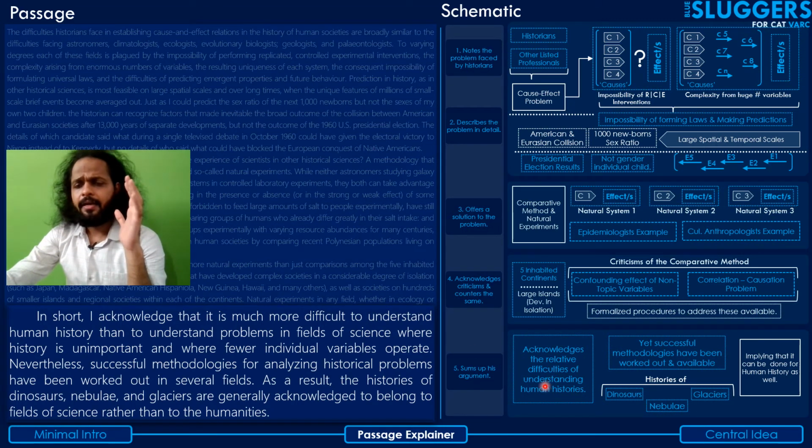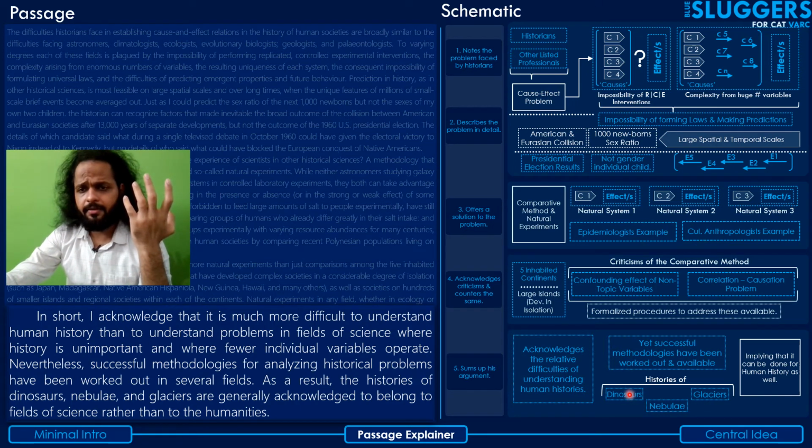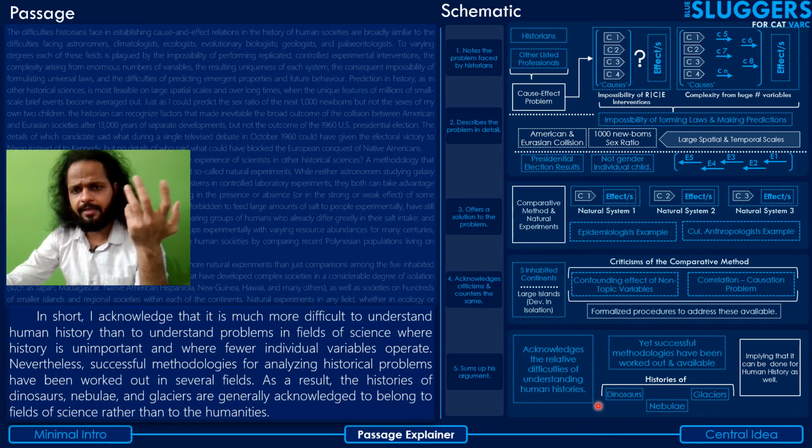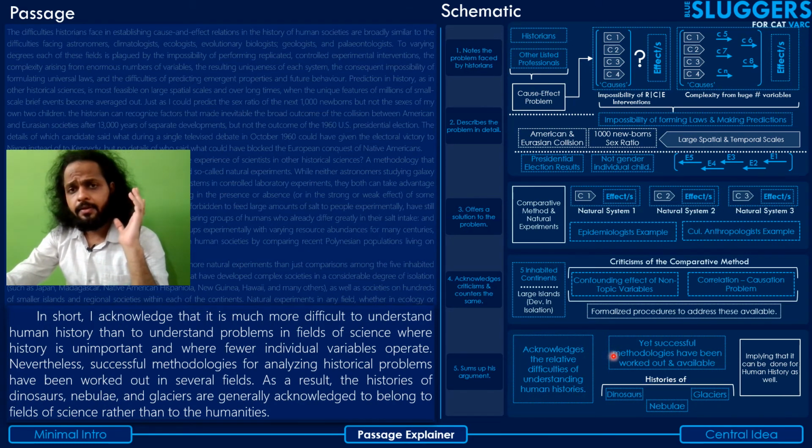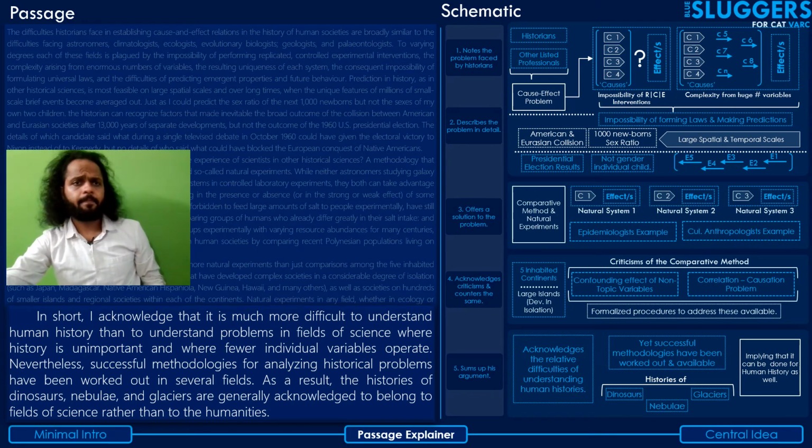Finally, in the last part he sums up his argument: studying human history might be a complex issue, but we can use the comparative method, which has been developed in many other fields of history and with good results, as exemplified in the study of the history of dinosaurs, nebulae and glaciers, and hence we should deploy it in the study of human history as well. So that's your passage, guys.